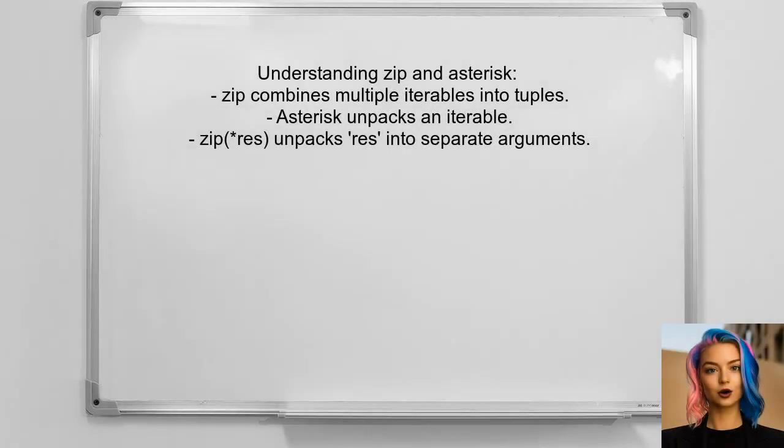To understand this, we need to look at what the zip function does. Essentially, zip takes multiple iterables and combines them into tuples. The asterisk, when used in front of an iterable, unpacks it. So when you see zip(*res), it means you're unpacking the list res into separate arguments for the zip function.